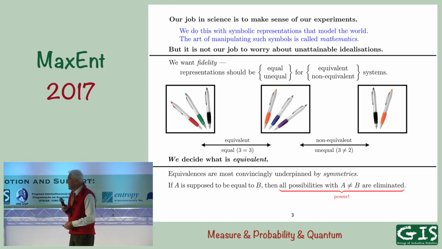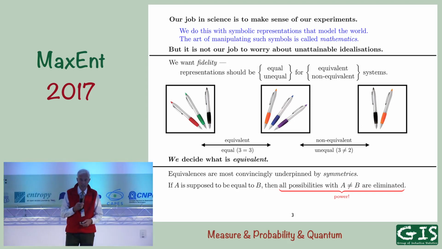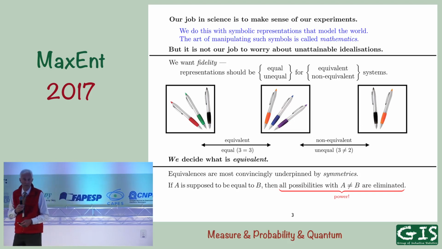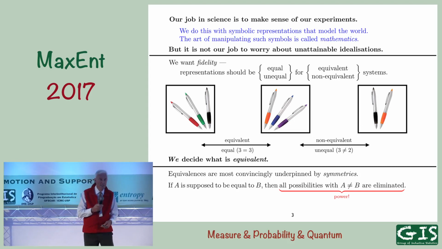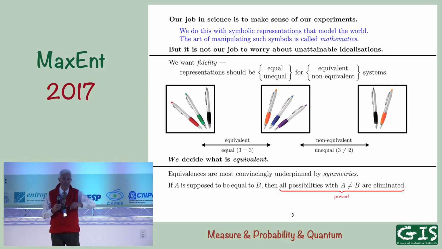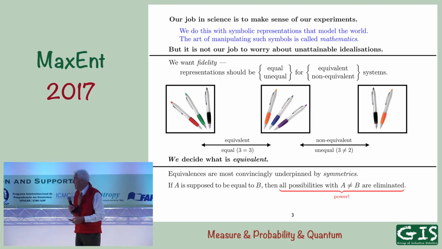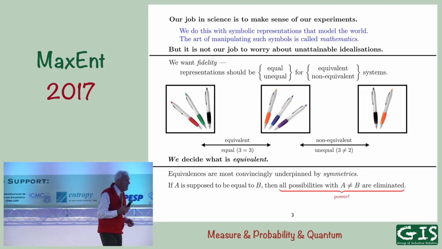Now, equivalences are most convincingly underpinned by symmetries. I used to think that symmetries were rather crude and not very informative. Experience has changed that naive view, it has reversed that naive view. Symmetries are incredibly powerful. Say, if A is supposed to equal B, then huge numbers of possibilities are immediately eliminated. So we can take what could be very large possibilities and come down to much smaller, more constrained representations. So what I'll be dealing with here is what Ariel has called eliminative induction. It's a nice phrase for a very powerful idea.